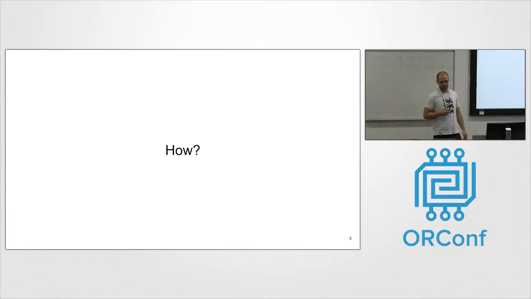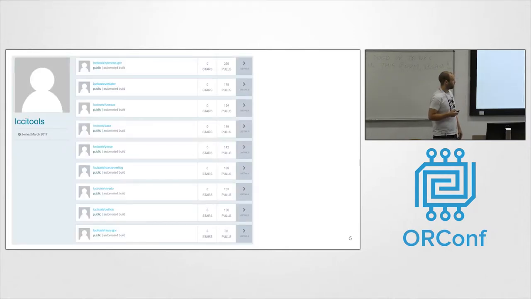How to do that? Basically, you have to build your own images. It's not that hard. I will show a simple example. So maybe you don't have to build your own images. There is a thing like Docker Hub, where people have done a lot of work already building stuff for you.